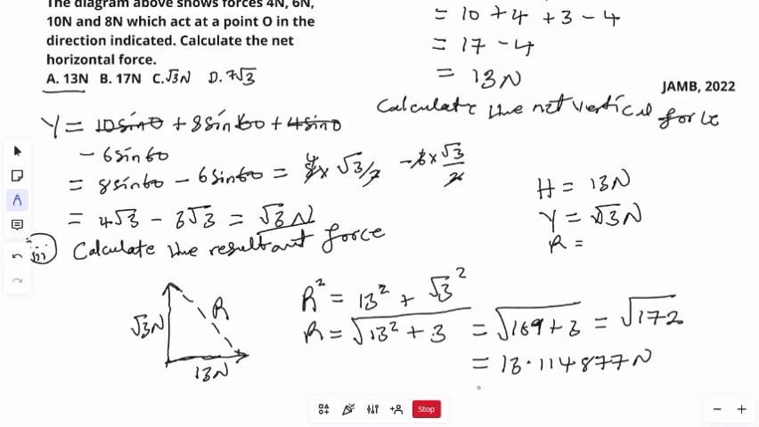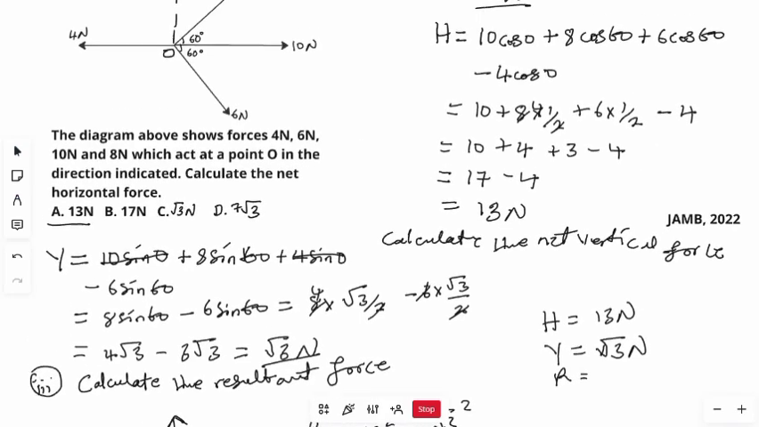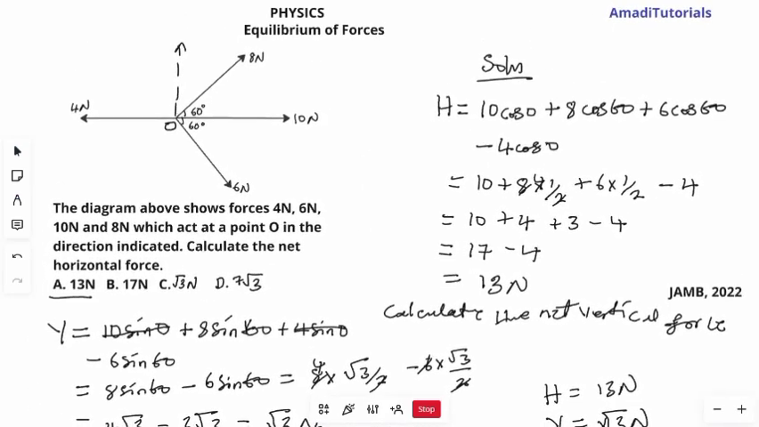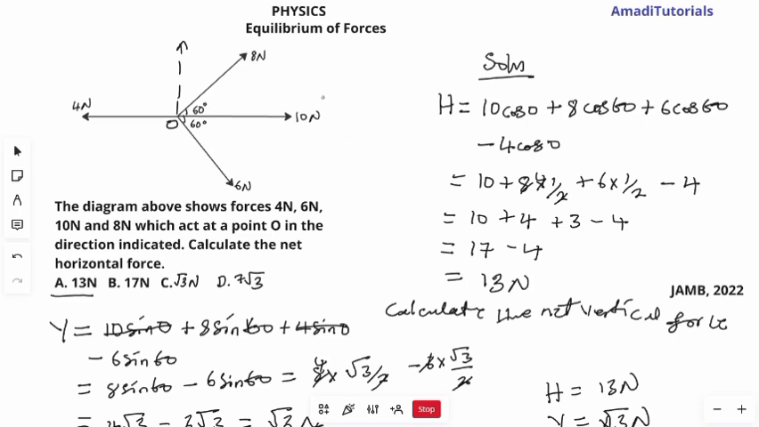And the square root of 172 will be 13.114877 Newton. Of course, you are going to approximate that to 2 decimal places. So that will be 13.11, because the digit here is 4, not up to 5, so you can leave it there. So the resultant force R is 13.11 Newton. So this is how we analyze equilibrium of forces when there are more than 2 acting at a point.